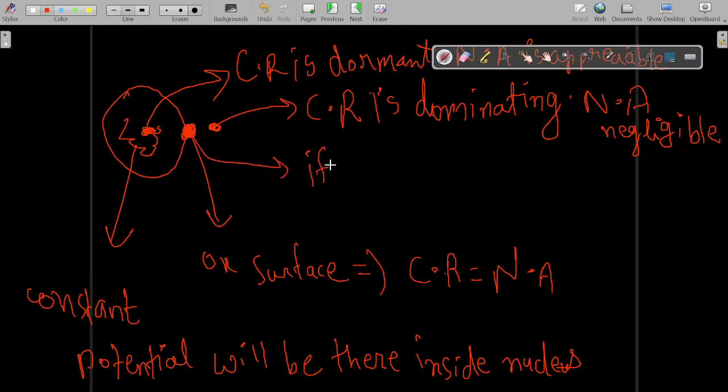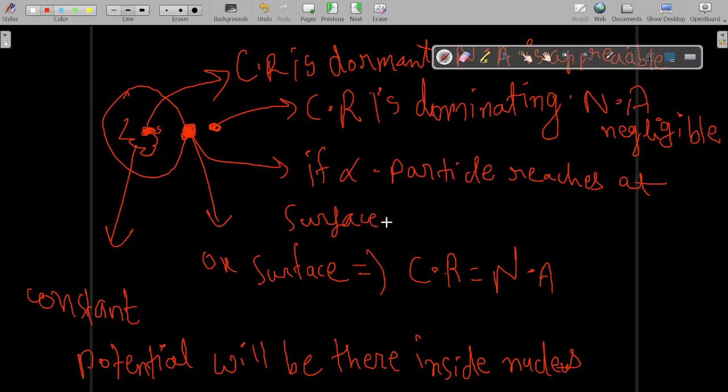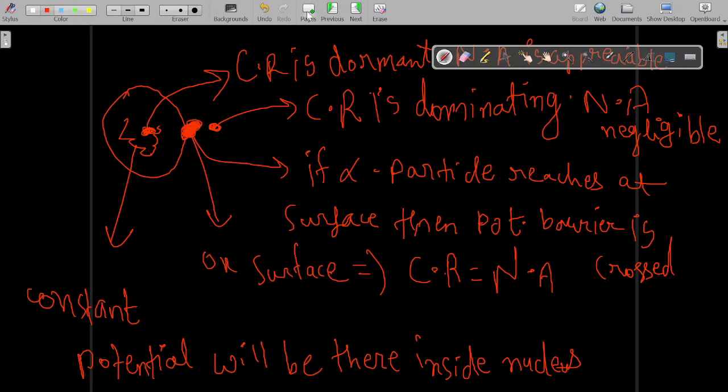If the alpha particle reaches the surface, then what happens? If the alpha particle reaches the surface, then the potential barrier is crossed, because this is the maximum energy which will be required. Minimum energy, reaching over here will be the maximum, reaching at the surface.